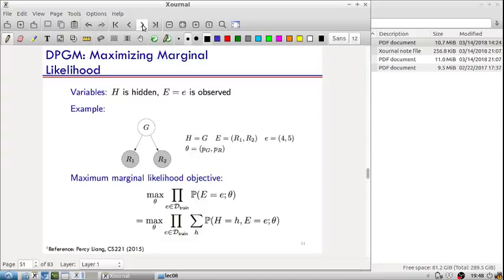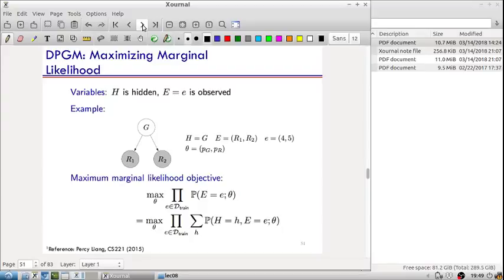How do I estimate them? In terms of notation, I'll say my hidden variable is G because I don't observe it, and my observed variable or evidence is going to be R1 and R2 because I observe ratings. This is just the notation I used in the HMM slide. For example, R1 and R2 will be 4, 5, and parameters are still P of G and P of R, right? Those conditional probabilities that I said.